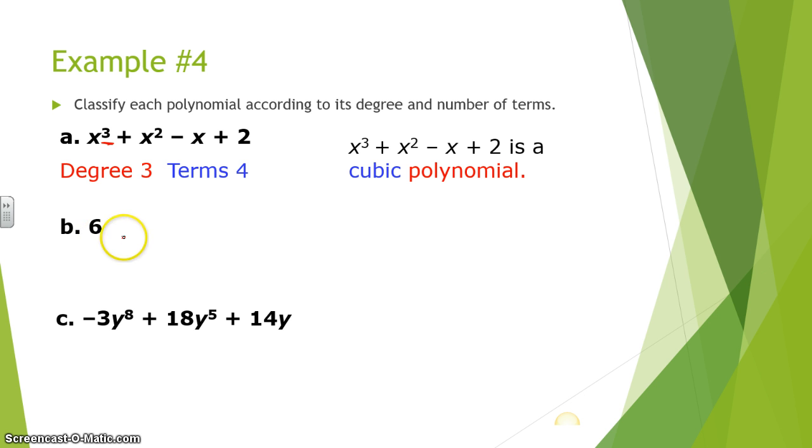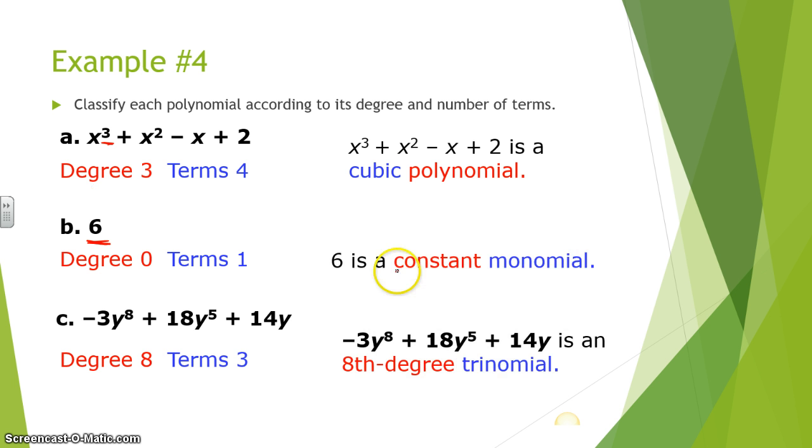Looking at B, we just have a number by itself, 6. We call that a constant. So it has a degree of 0, and one term. So this is what we call a constant monomial. 6 is a constant monomial. For C here, we have negative 3y to the 8th.